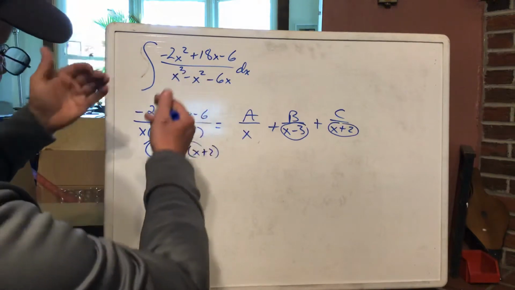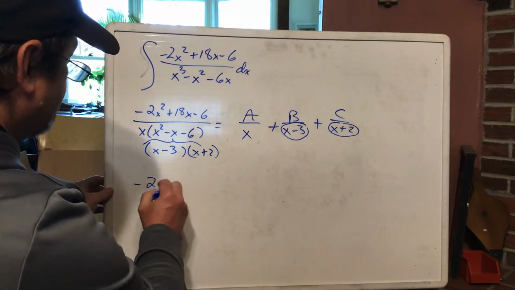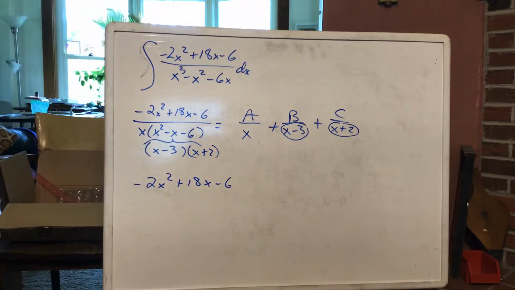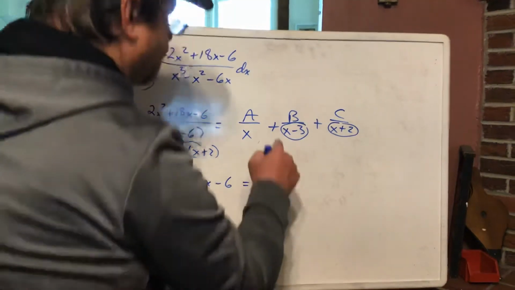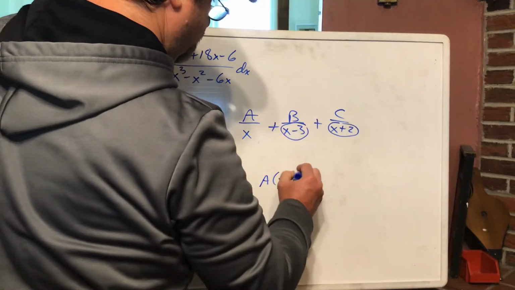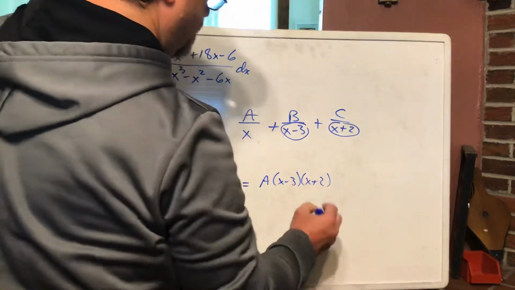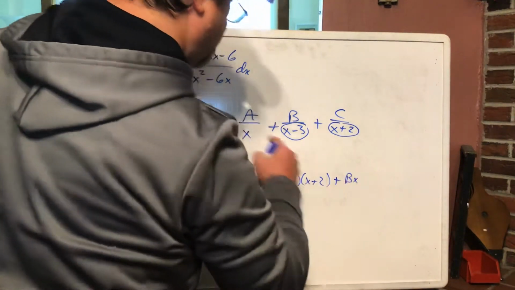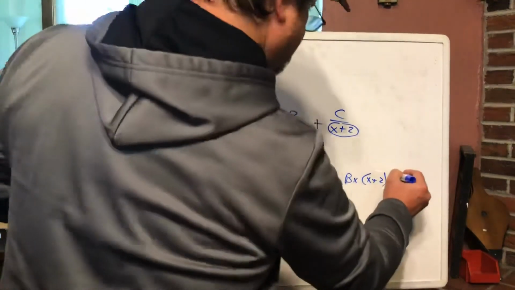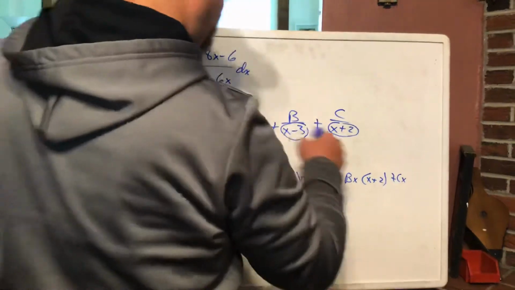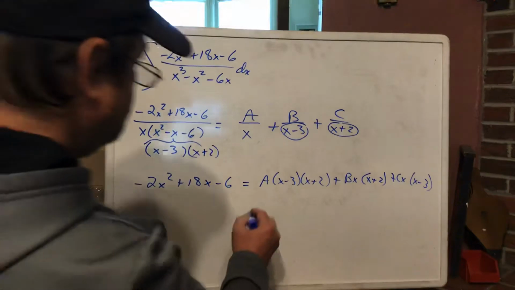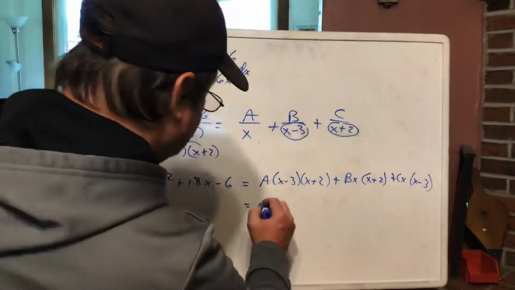So I'm going to kind of forward through some of that stuff and say, okay, the left-hand side numerator is going to be this. And it's going to be equal to the right-hand side numerator, which is going to be a times each of these things, plus b times the x and the x plus 2, plus c times the x and the x minus 3. And of course I can distribute that and get these terms.